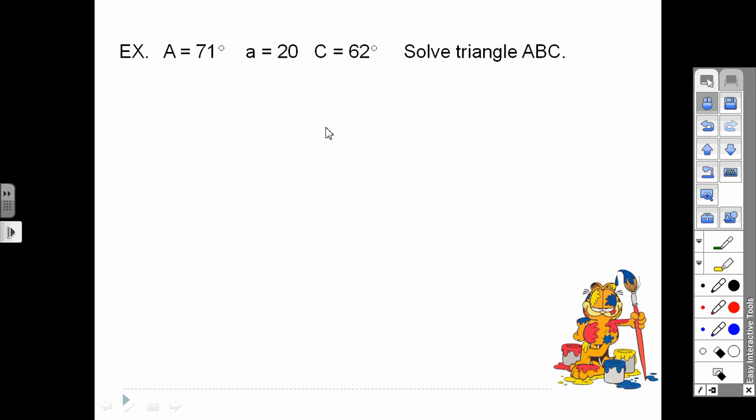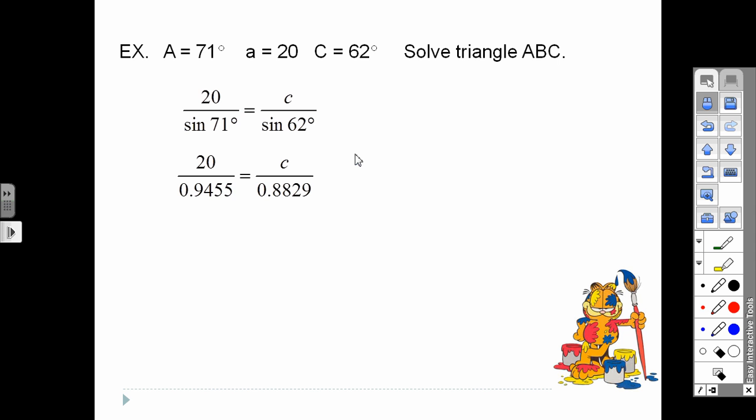Okay, so first, using the law of sines, we have side A and angle A. So we can set up a proportion that 20 over the sine of 71 is equal to, and I'm going to choose side C because I have angle C, so C over the sine of 62. And now it's just a matter of using our calculator and calculating this out. So figure out what the sine of 71 and the sine of 62 is, and then multiply, divide, and you get C is 18.7 units, whatever the units are. Okay, so that's side C.